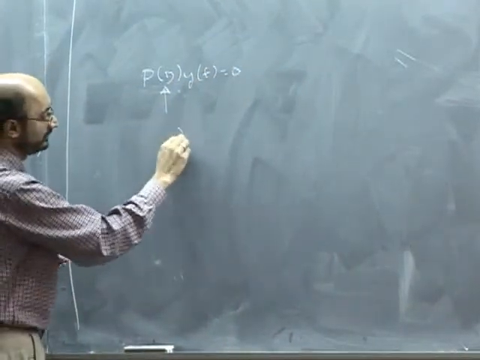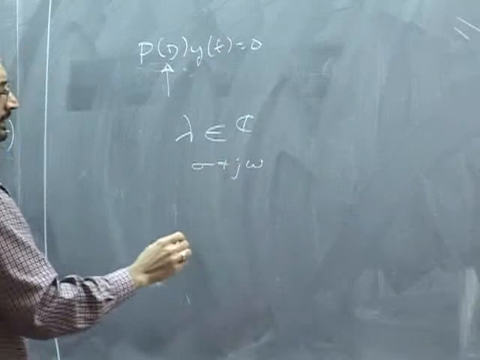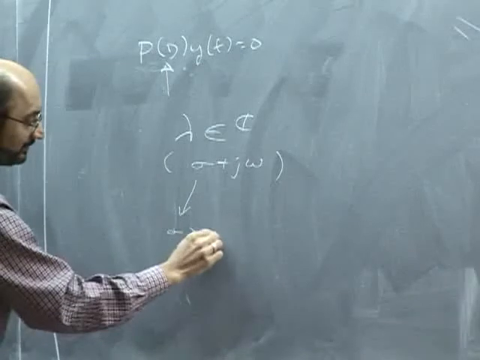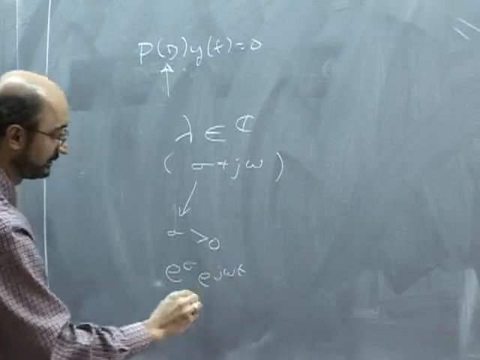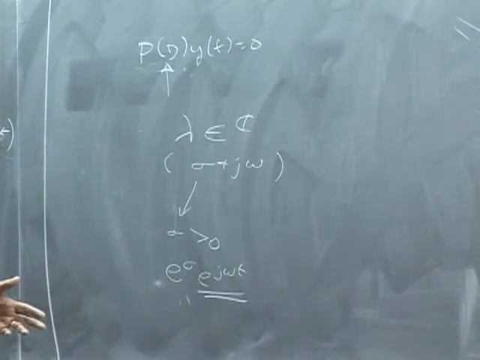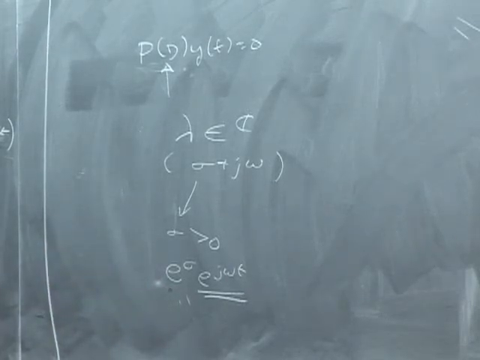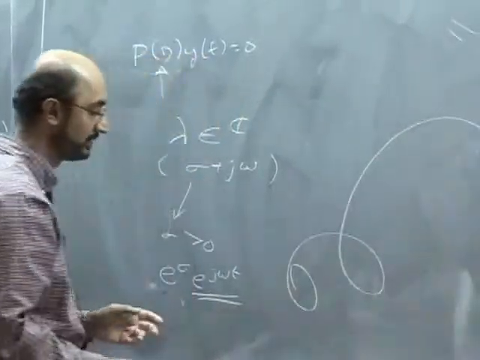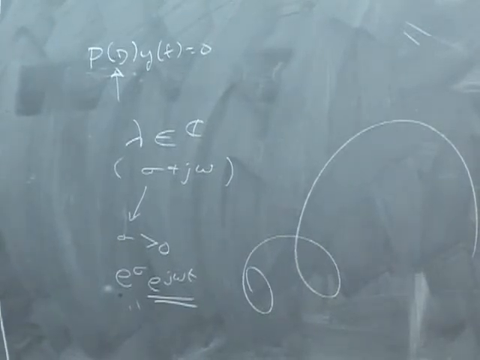So these roots are of the form lambda, which belongs to the complex numbers. So it's a complex number that looks like sigma plus j omega. Just look at one root, this particular one. Let's say sigma is greater than 0. Then the root is going to look like e to the sigma t times e to the j omega t. Now this is a helix, and if sigma is greater than 0, it's a helix that grows larger and larger over time, right? So we have this helix that grows bigger and bigger, and this is going to be an uncontrolled and bad system. That's your Tacoma Narrows bridge, where the modes are growing.